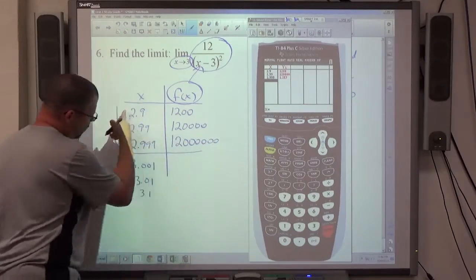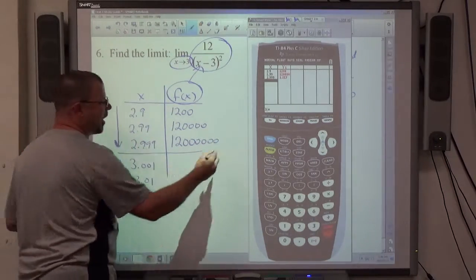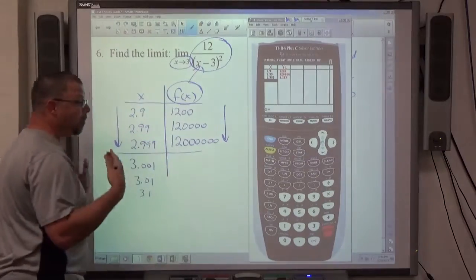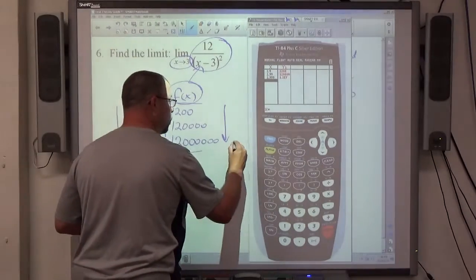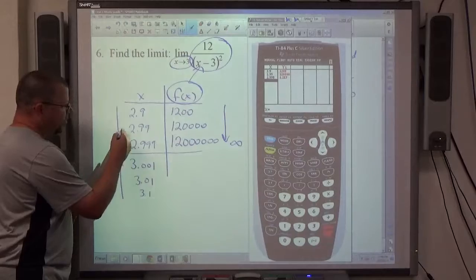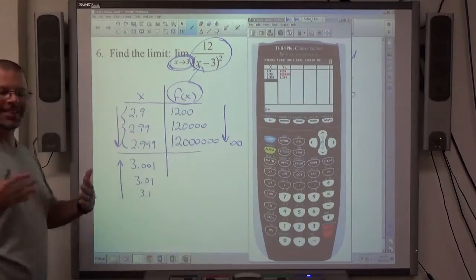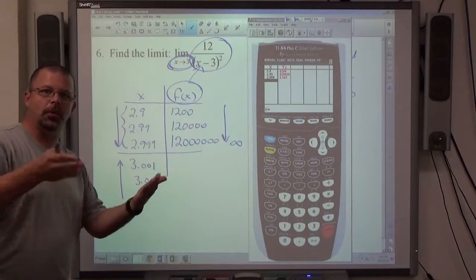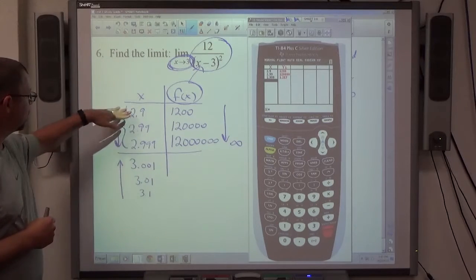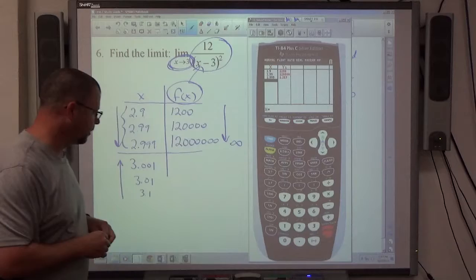Okay, so as I'm getting really, really close to 3 from the left-hand side, the numbers are increasing rapidly. That tells me I'm getting towards a value of infinity. The reason I chose these specific numbers here is because x is approaching 3. If x were approaching 7, I would have gone 6.9, 6.99, and so on. So be careful you pick the correct numbers based on what x is approaching.